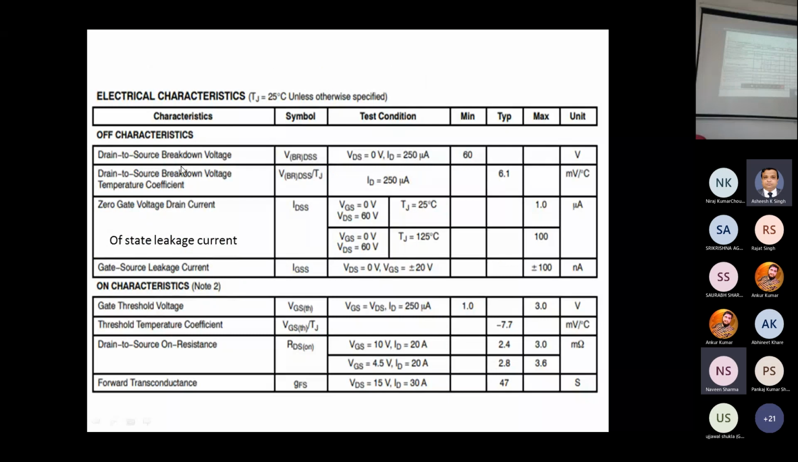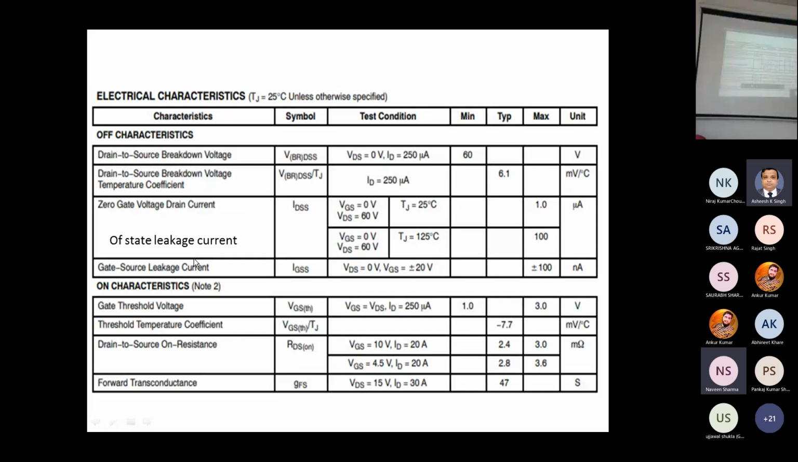So here you can see the drain to source voltage is 60 volt. This is minimum. If you increase it beyond 60, it will deteriorate. Drain to source breakdown voltage, breakdown voltage temperature coefficient, millivolt per degree centigrade, is 6.1. And here the off state leakage current, at 25 degree centigrade, is 1 microampere. If you increase the temperature, the off state leakage current will increase to 100 times.